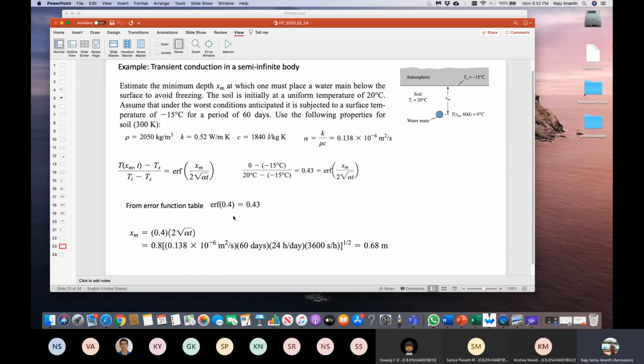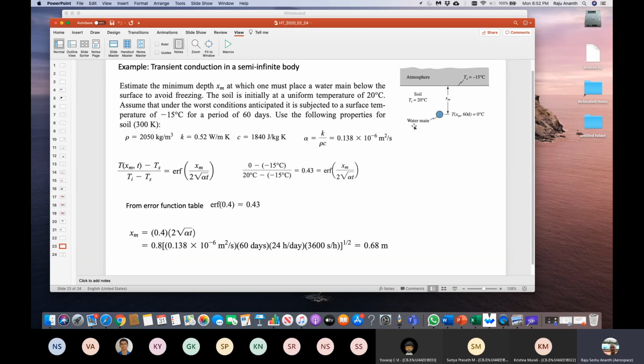So xm is 0.4 multiplied by 2 square root of alpha t, which is 0.8 multiplied by the square root of alpha t. Time is 60 days, 24 hours per day, 3600 seconds; I put the whole thing in seconds and take the square root of that. So I get 0.68 meters. I need to keep the pipe at least 0.68 meters deep, if not deeper. That's the minimum depth I should keep.